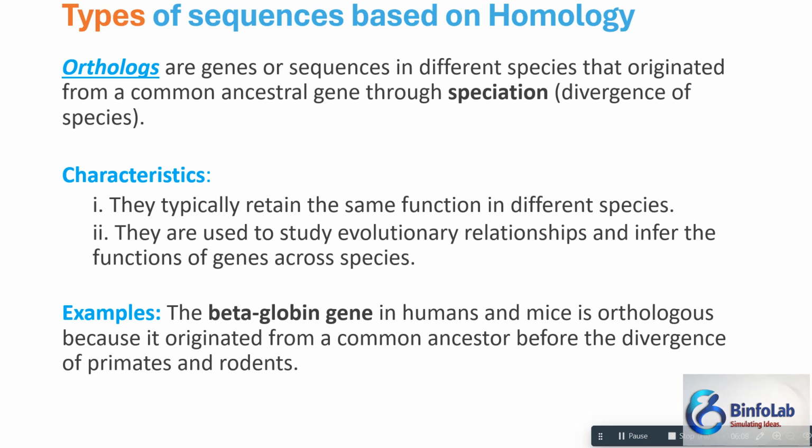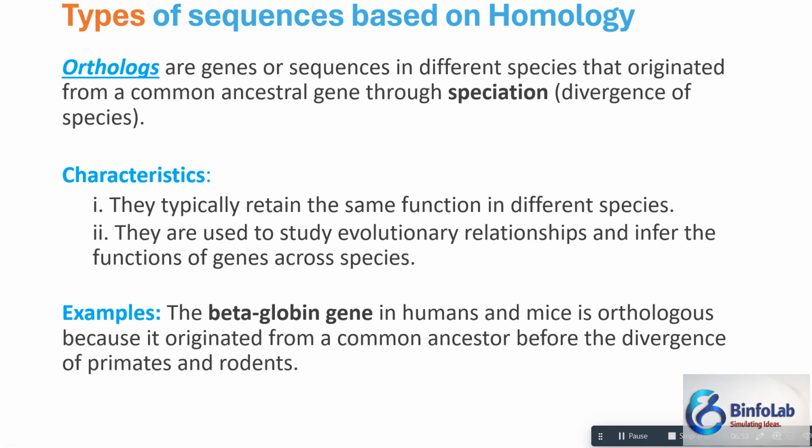So what is the difference? Let's discuss orthologs first. These are genes or sequences which are present in different species. This is a characteristic of orthologs: they will be in different species, but they originated from a common ancestor. How can they be in different species but originate from a common ancestor? They originated in the common ancestor through the process of speciation, which we also call divergence.